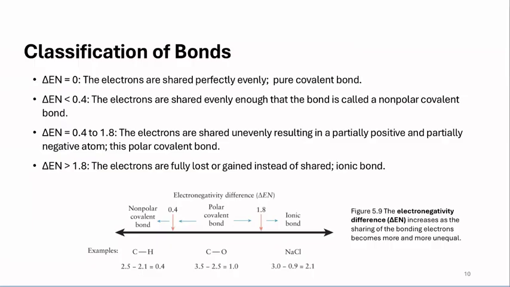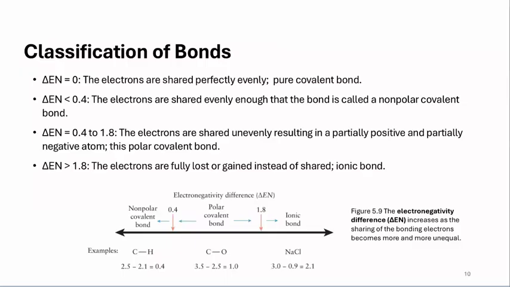When that electronegativity difference is zero, then we have a pure covalent bond. In other words, we have a non-polar covalent bond. And any difference in electronegativity, meaning that we're going to just subtract those values, that is less than 0.4 is going to refer to nonpolar covalent bonds.